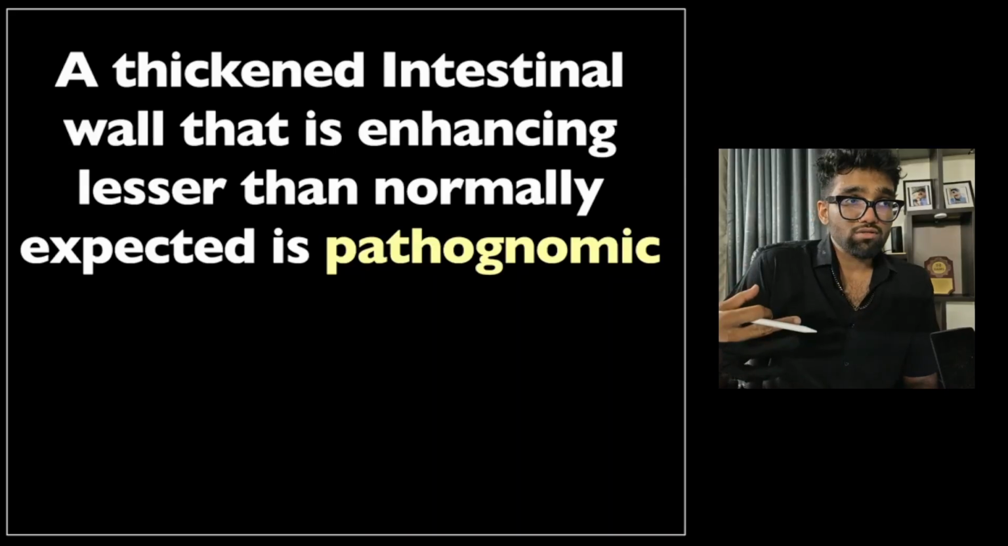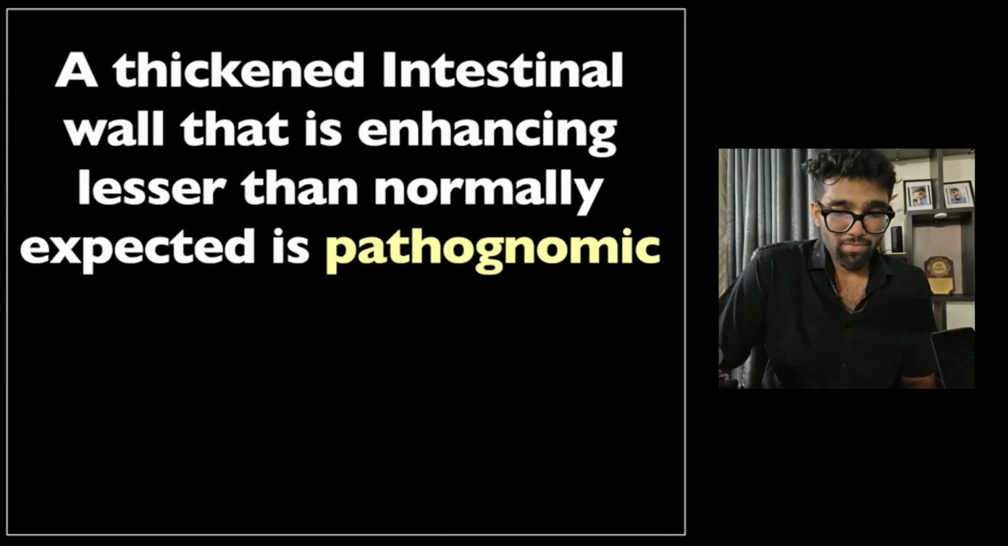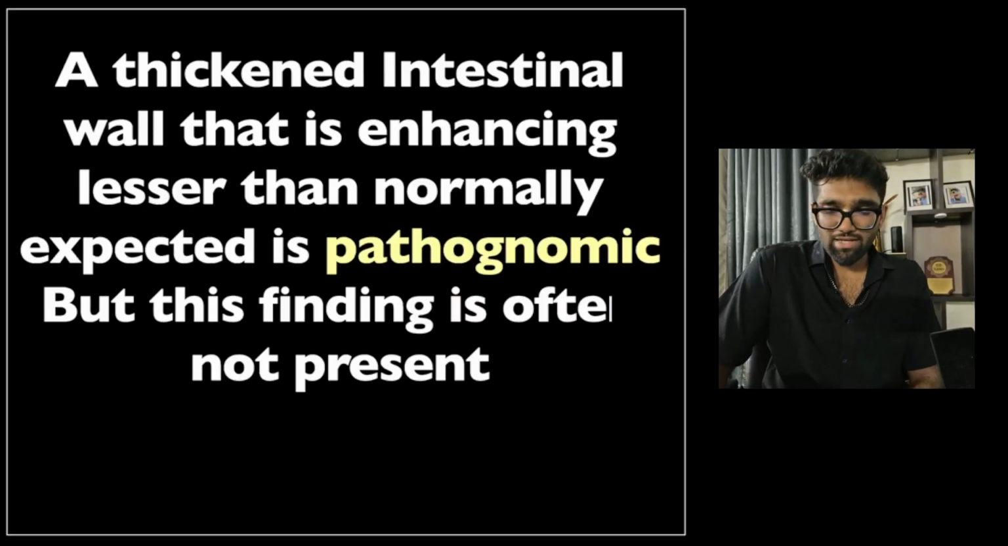bowel. Okay, so notably here, one should not compare the ileum to the jejunum, because the ileum will always enhance less than the jejunum. Okay. Now, however, if you find that a portion of the ileum is enhancing less than the rest of the ileum, then that obviously means that the blood supply to that part of the ileum is decreased. So that is almost like pathognomonic. You know it is vasculitis. But this finding is usually not present. It's not even often. It's usually not present.